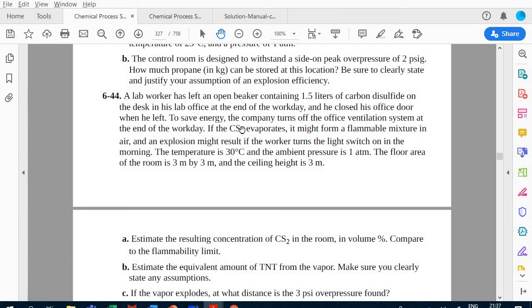So what will happen? CS2 will evaporate because there's no AC, and it will accumulate. It might cause a cloud or a flammable mixture in air, and an explosion might result if the worker turns the light switch on. Boom. The temperature is 30 degrees and the ambient pressure is 1 atmosphere. The floor area of the room is 3 by 3 meters and the ceiling height is 3 meters. So now you know the volume of this place.